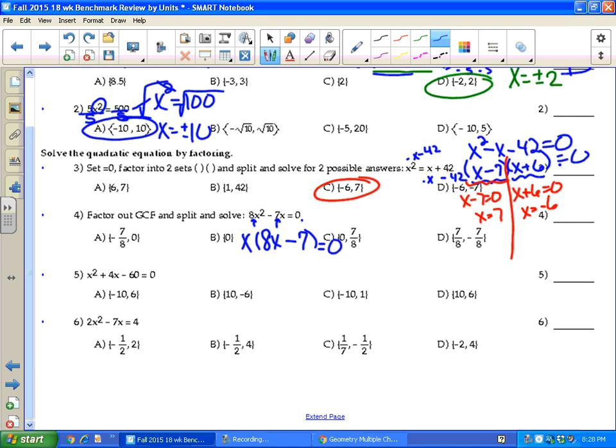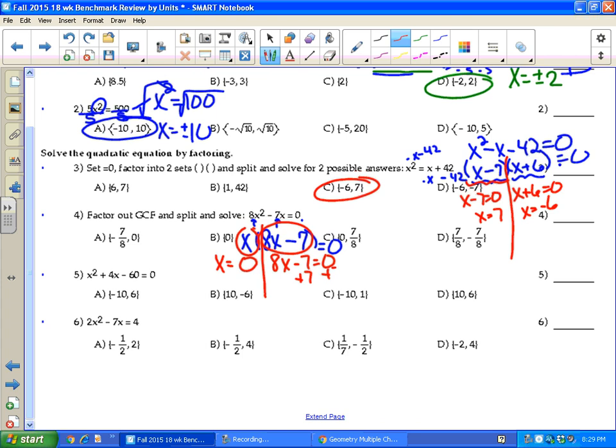equal to 0. I actually do have two things multiplied, and the answer equals 0. So I'm going to split it, and I'm going to set each one equal to 0. The first one says x equals 0. First answer is easy. Second one's 8x minus 7 equals 0. Can't see that one easily, so I'm going to have to go through and solve it.